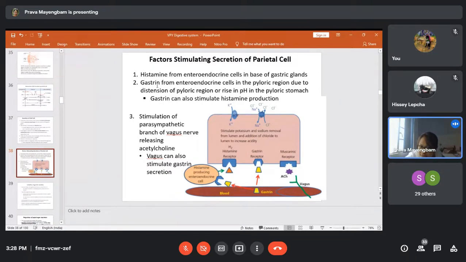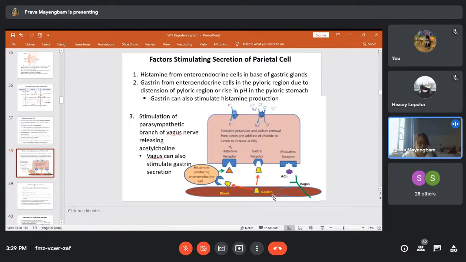The second one is gastrin, and the third one is stimulation of the parasympathetic branch of the vagus nerve, releasing acetylcholine. In addition to stimulating the parietal cell, the vagus can also stimulate gastrin secretion. So you can think of it this way: when there is more distension of the pyloric region of the stomach, that means more food is present, there will be more stimulation for gastrin production.